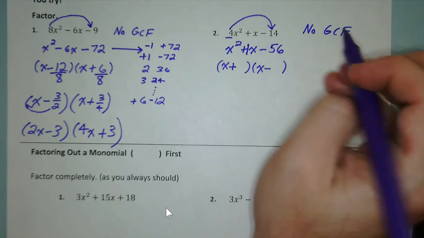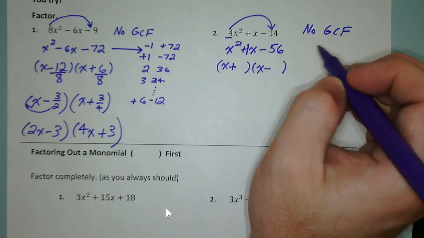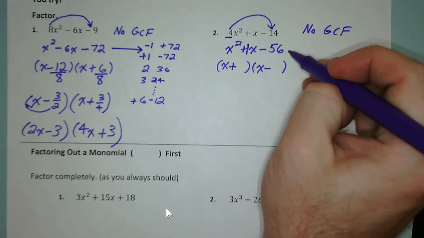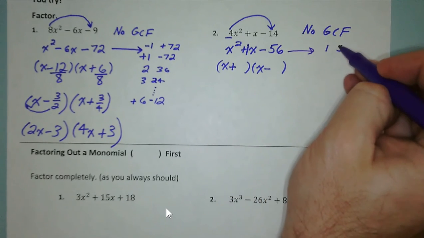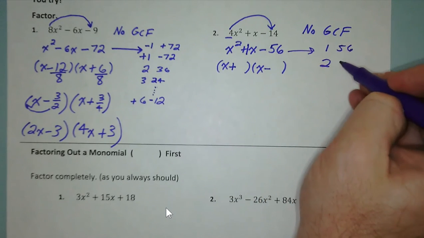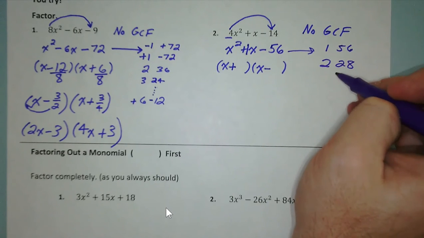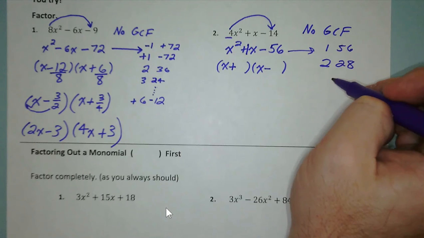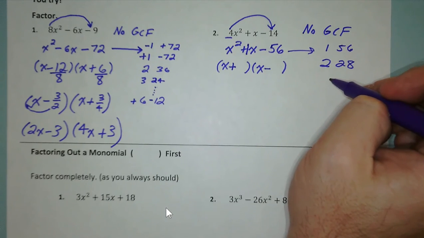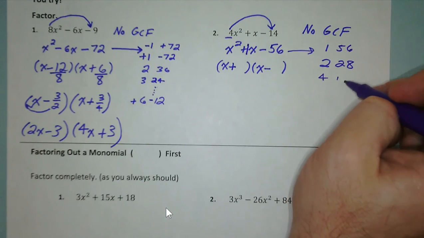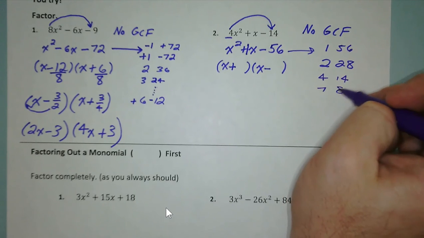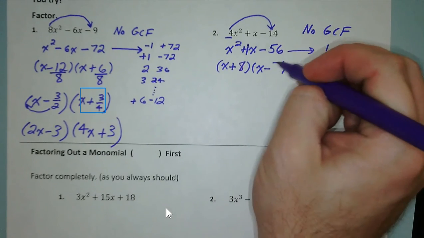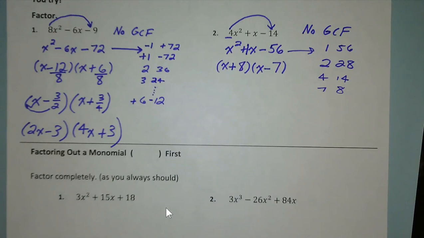Nobody? That's okay. And again, it's not a race. You don't need to rush. If you can't think of it right away, don't quit. Just go off to the side and go 1 and 56, 2 and 28, 3, no, not 3. 4 maybe, 4 and 14, I guess. It's going to be plus 8 and minus 7, I believe.